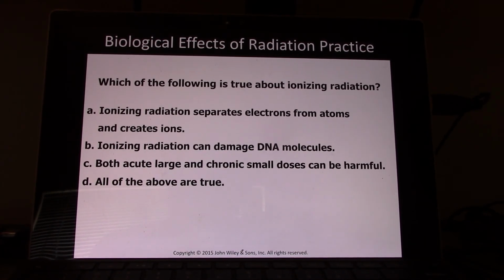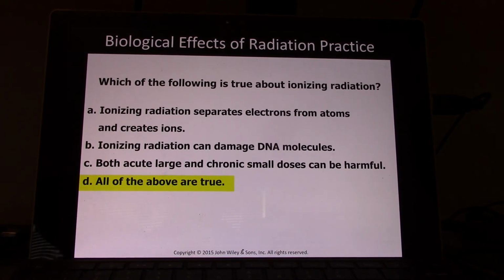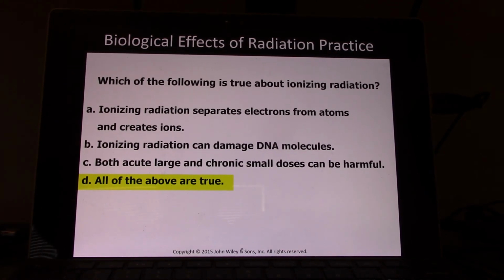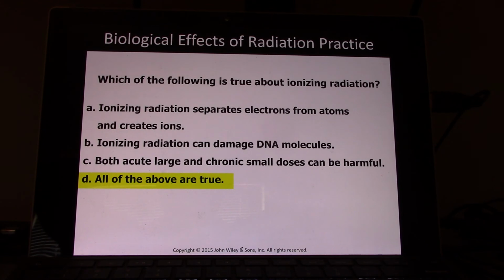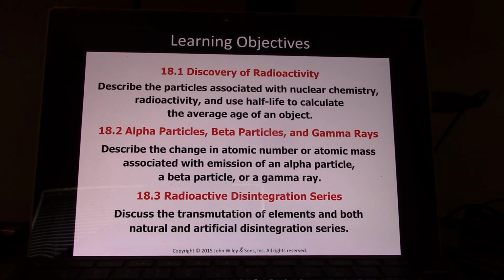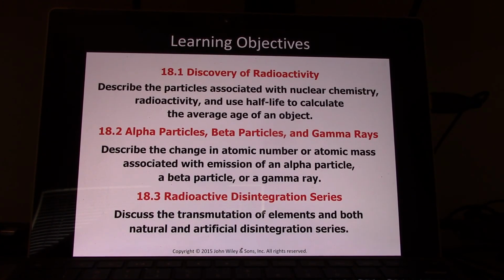So which of the following is true about ionizing radiation? All of the above. They separate electrons from atoms to form ions, which is why it's ionizing radiation. It can damage DNA molecules in both acute and chronic small doses. So a large single dose or many small doses can be harmful to a person. And that is the end of chapter 18.